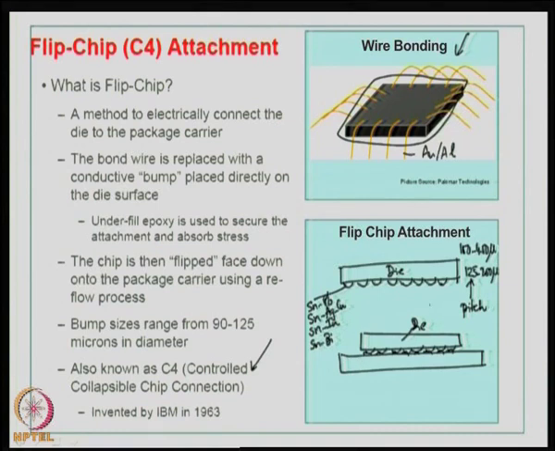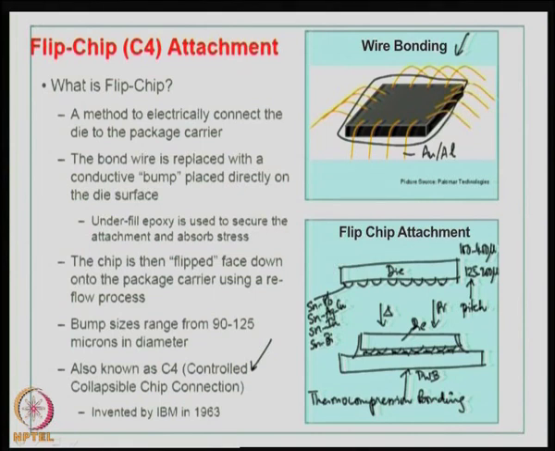Now, you apply heat, you apply pressure, and you can also apply heat to the board or the substrate. So, using thermocompression bonding you can establish a connection between the two components, and then you apply an underfill material to protect your substrate. So, this is a method to electrically connect the die to the package carrier.